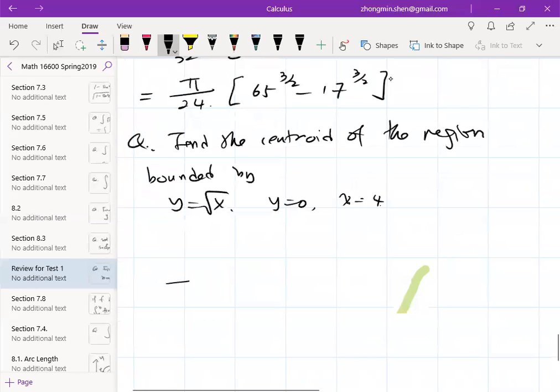Step 1, you draw the graph. Here's the 4. That's the region. Okay. Now, if I change y equals 0 to y equals 1, that would be a different region, because this is a region.